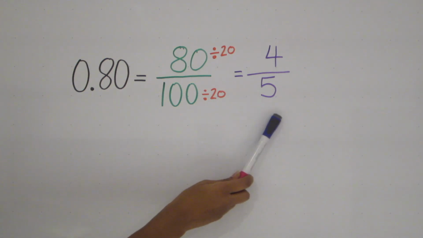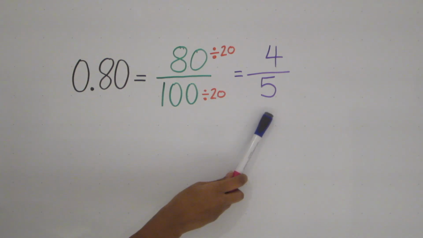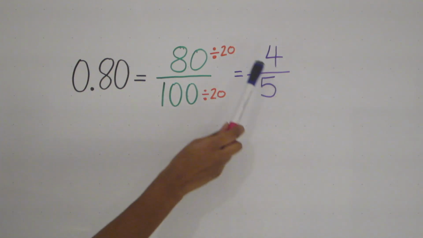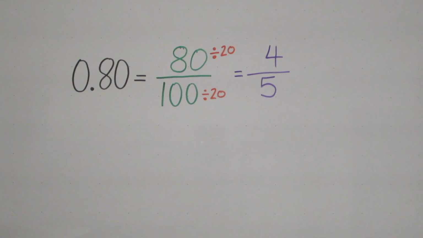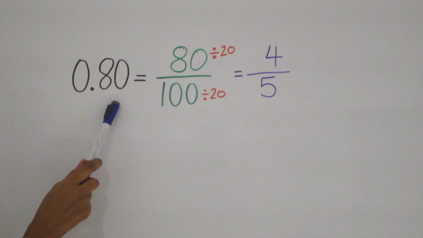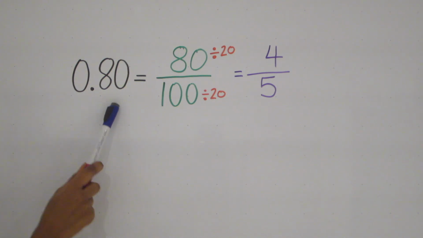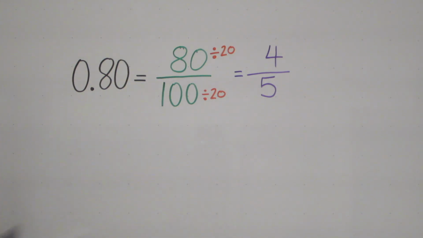I'm going to check if I can reduce this further. Is there a whole number that can be divided by both the numerator, which is 4, and the denominator, which is 5? No, there isn't. So now I know that I'm done reducing. So 0.80 written as a fraction in lowest terms is 4 over 5. That's it, guys. Now let's try another example.